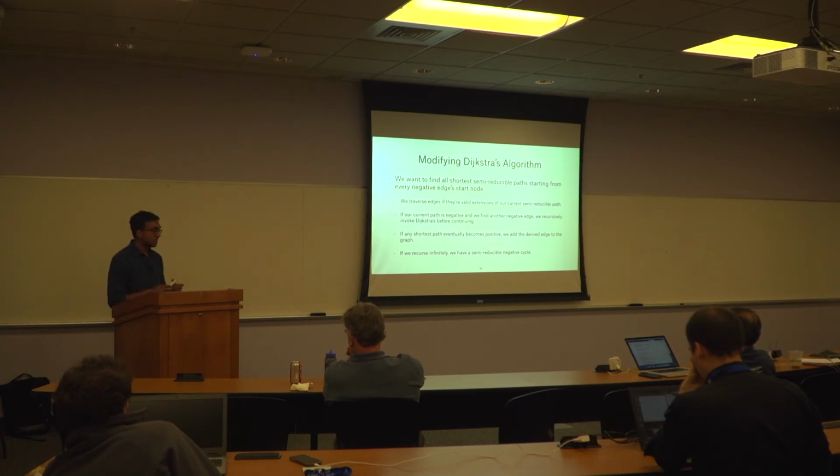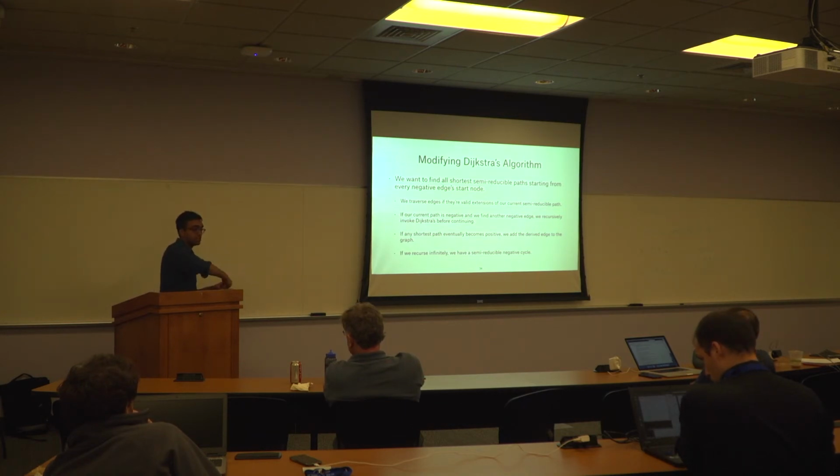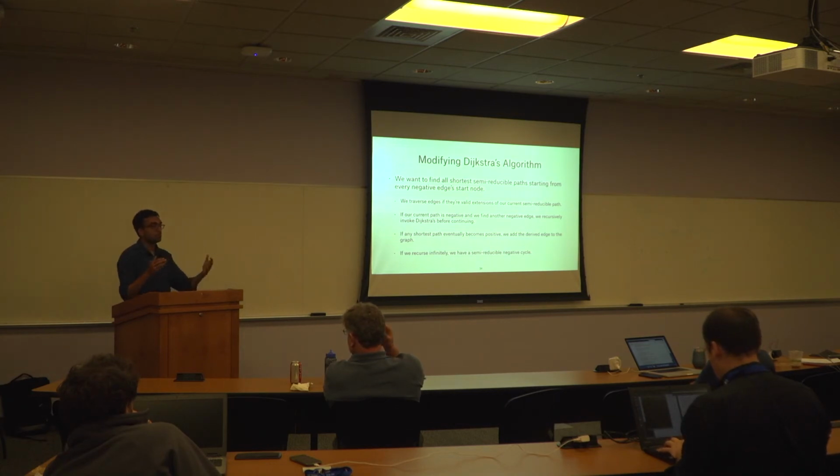And so the idea here is we walk through our graph. So we start from some node. We start from a negative edge associated with it. So we start with a negative path weight. And if that path weight eventually becomes positive, we have a semi-reducible path that in its totality becomes positive. And so what we're going to do is we're going to actually take that entire path. It is semi-reducible. And so we're going to add a single edge back into our graph that represents sort of that full walk.